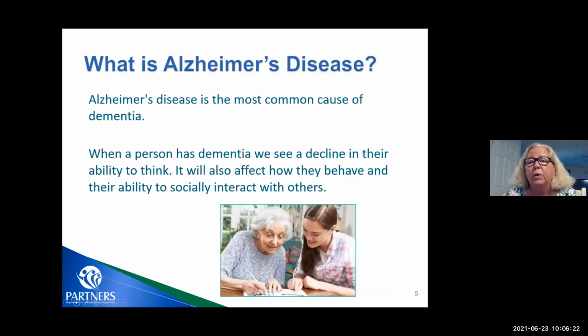The reason we have chosen Alzheimer's is because there are a lot of different types of dementia, but in this country, Alzheimer's disease is the most common cause of dementia. Dementia is an umbrella term. It's an overall term. There's many different types of dementias. And when a person has dementia, we see a decline in their ability to think. It also affects how they behave. It affects their ability to socially interact with other people.